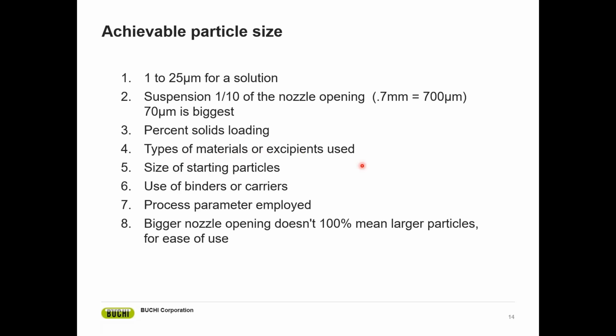The types of materials will impact my particle size as well as percent solid loading. Again, the size of the primary particles. If I have a slurry and I'm using a binder or carrier to agglomerate them, they're going to get larger. What process parameters I'm employing matters too, and a bigger nozzle doesn't necessarily mean a bigger particle. At the end of the day, it's more about ease of use. And sometimes if your droplets are too big, you just make a wet mess, and that's not what we want to accomplish either.